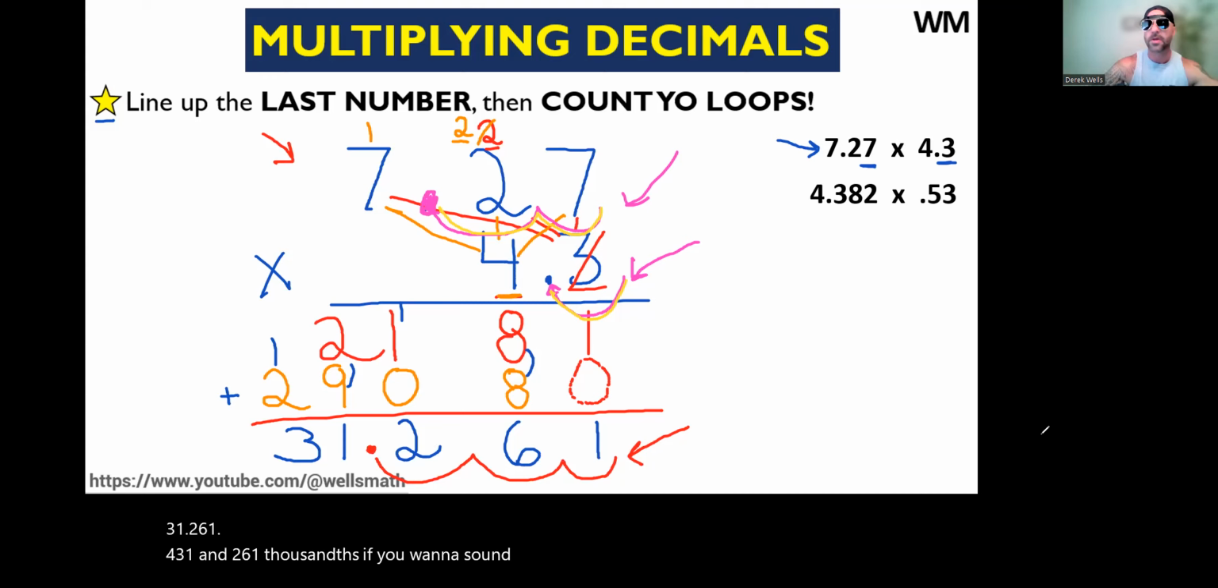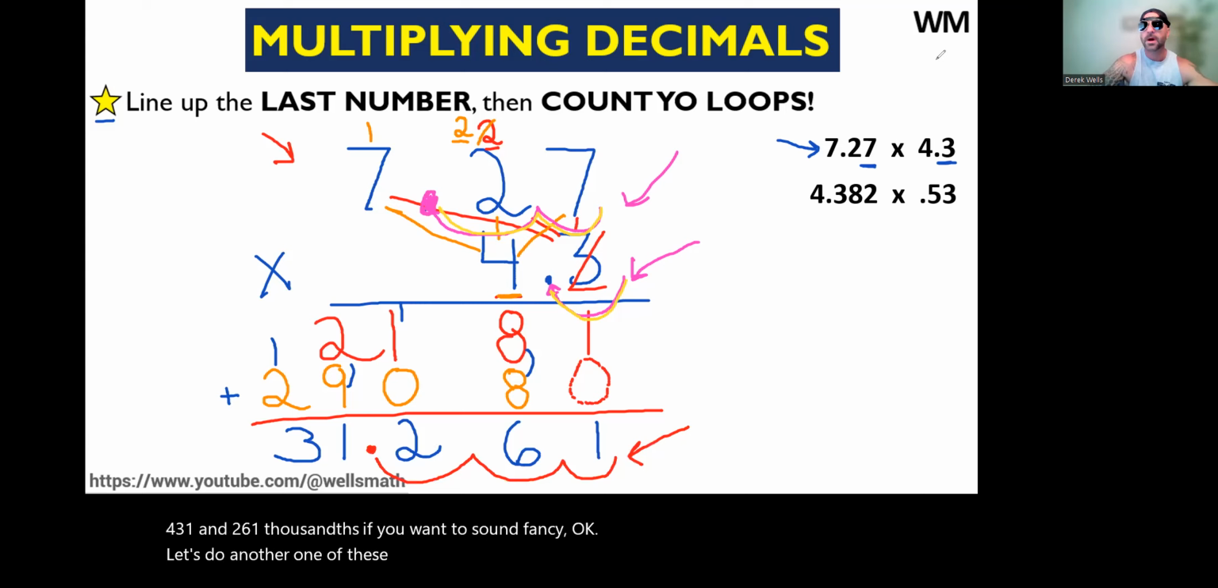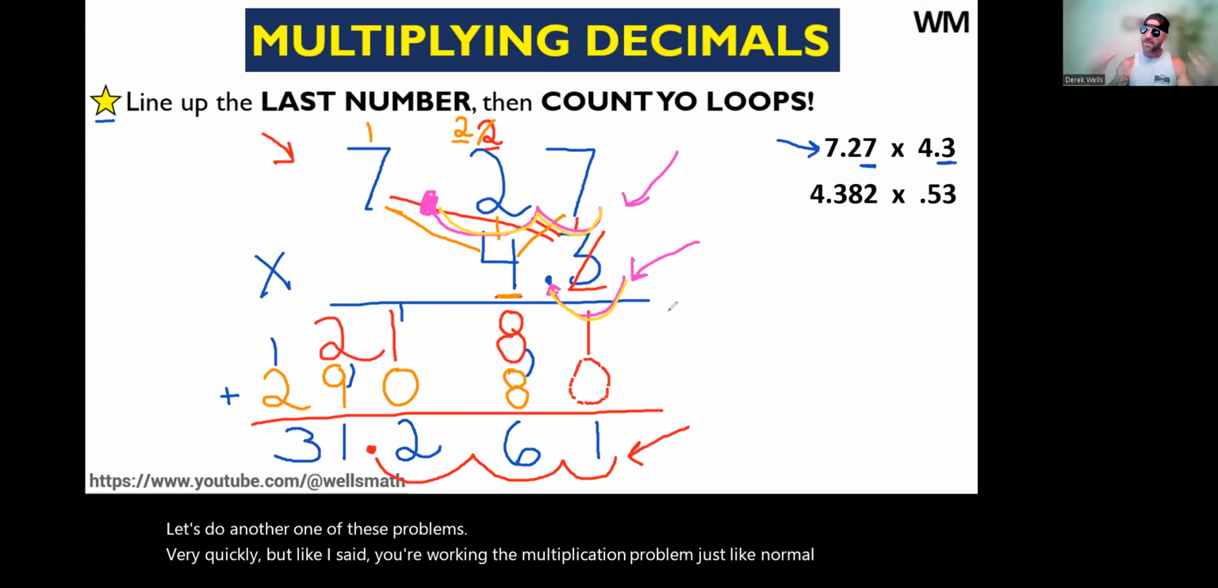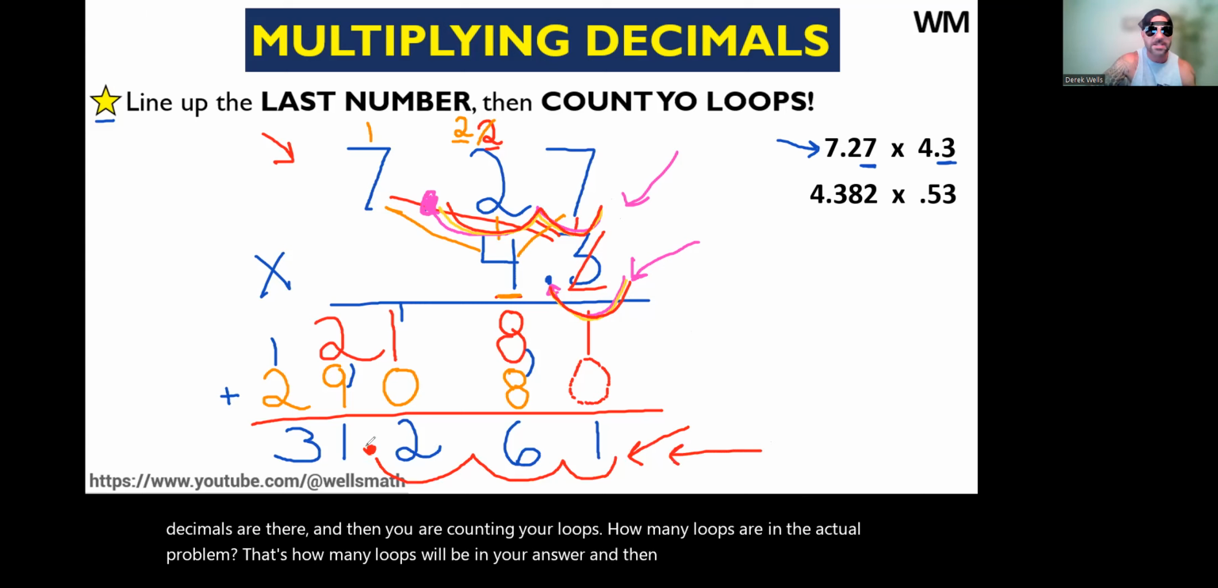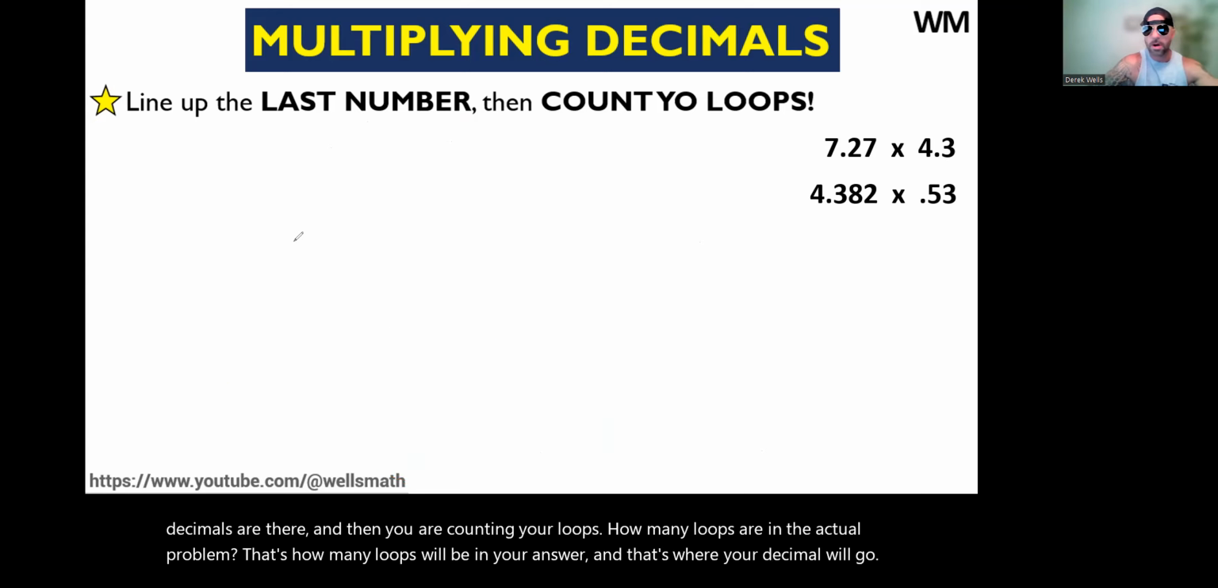Okay. Let's do another one of these problems very quickly. But like I said, you're working the multiplication problem just like normal, like the decimals aren't there. And then you are counting your loops, how many loops are in the actual problem. That's how many loops will be in your answer, and that's where your decimal will go. Let's try one more.